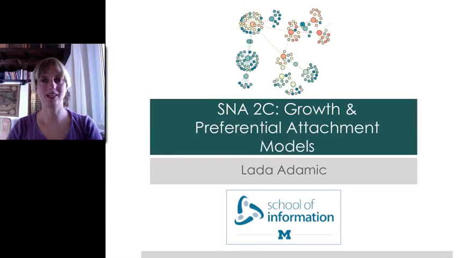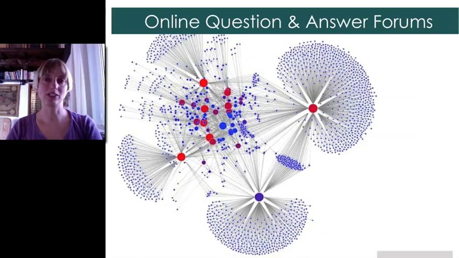So far, we've discussed how networks might grow in ways that differ from the Erdős-Rényi random graph. What I'd like to talk about next is how growth, specifically in networks, can lead to some of the skewed degree distributions that we see in real-world networks. Here's an example of one such network.